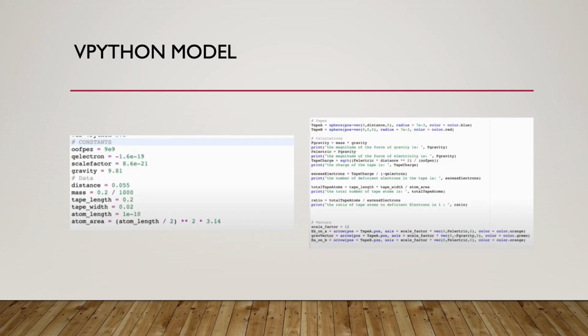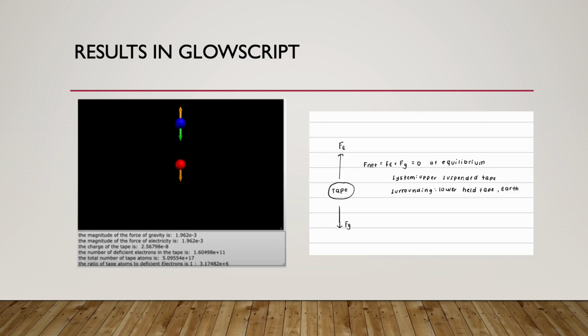Here I have my VPython model in GlowScript, which basically did the exact same things as mentioned before, but in code, where we define the values in the code, and then we define tape A and B as point particles, as spheres, and as I stated before, we represented the force of electricity and the force of gravity as arrows. Here we can see that the two forces were drawn on separate ends, which means that they were able to cancel each other out. The system was the upper suspended tape, and the surroundings were the lower held tape.